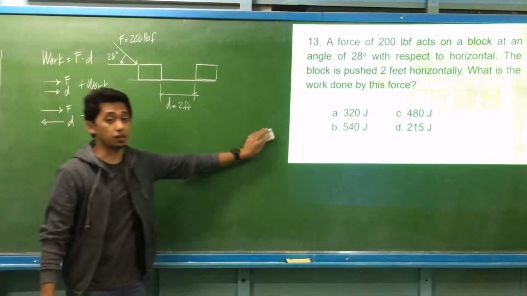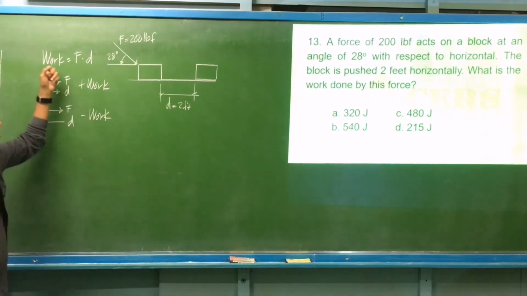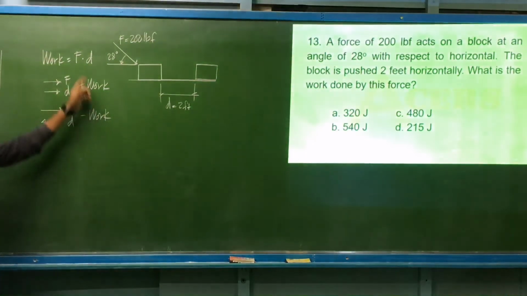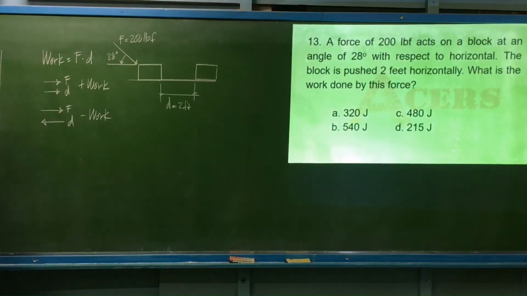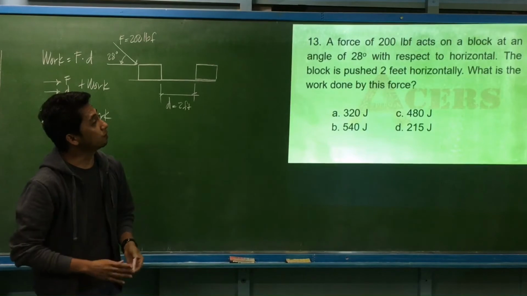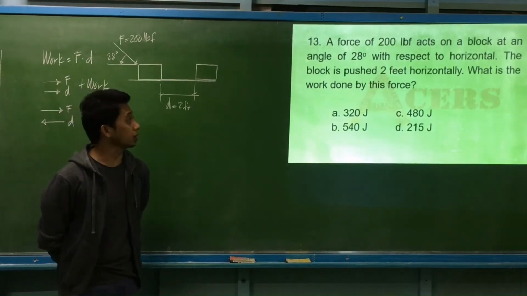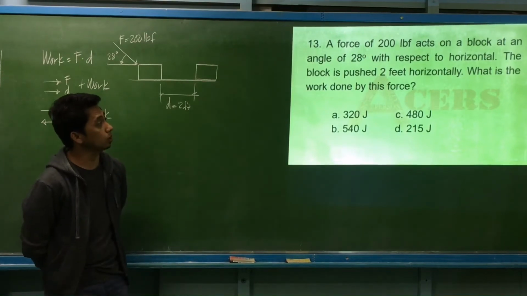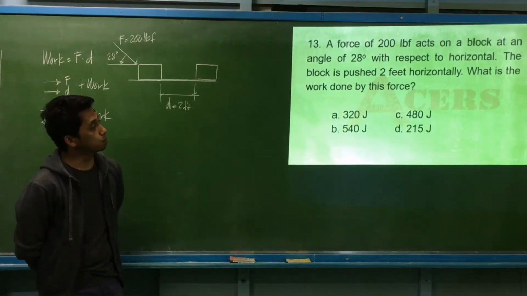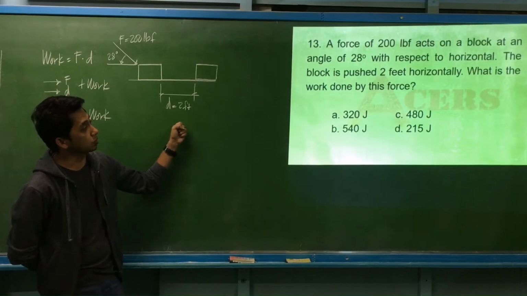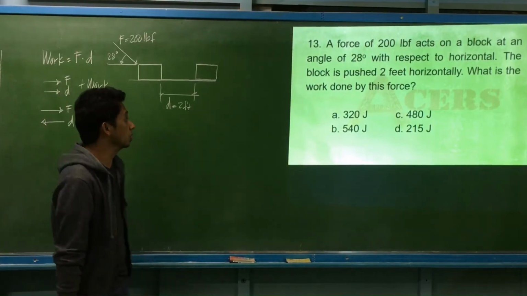Okay, so let's have this topic. We have work. Work is basically equal to the force times the displacement. If the force and the displacement have the same direction, that is a positive work. If they are opposite in direction, we have a negative work. For this example, a force of 200 pound force acts on a block at an angle of 28 degrees with respect to horizontal. The block is pushed 2 feet horizontally. What is the work done by this force?